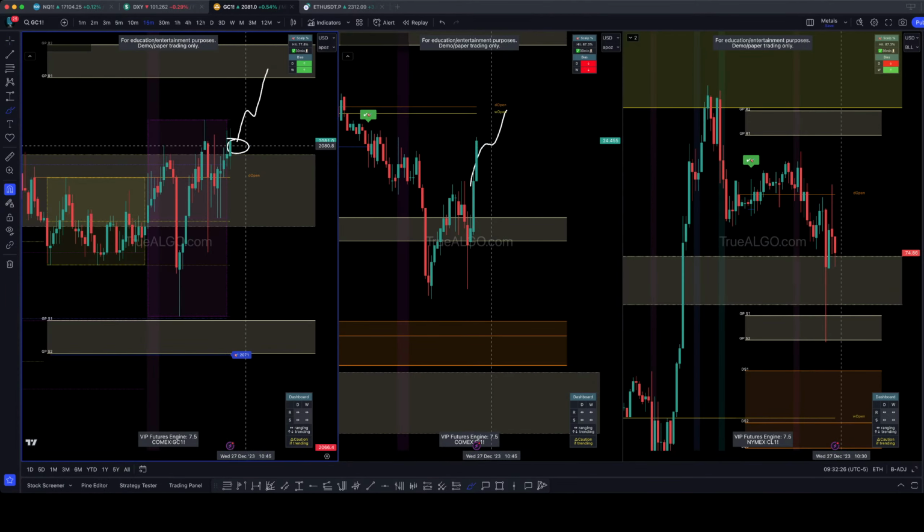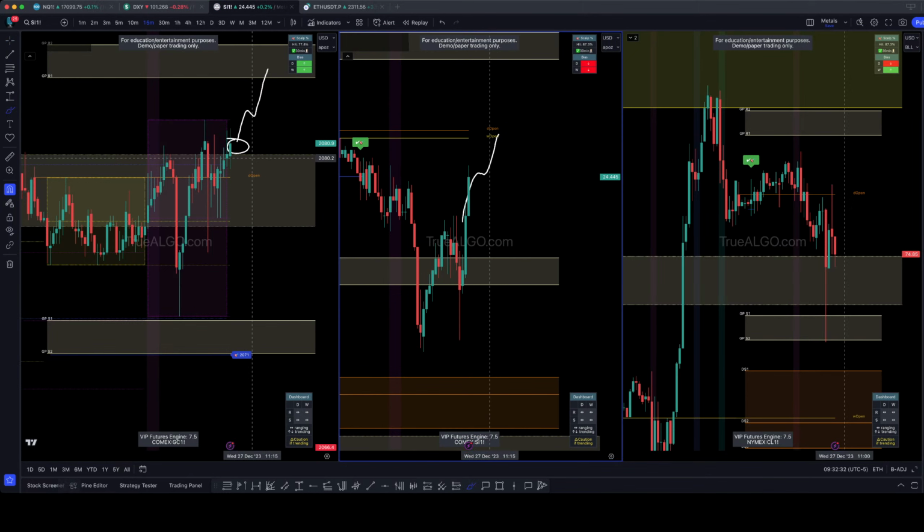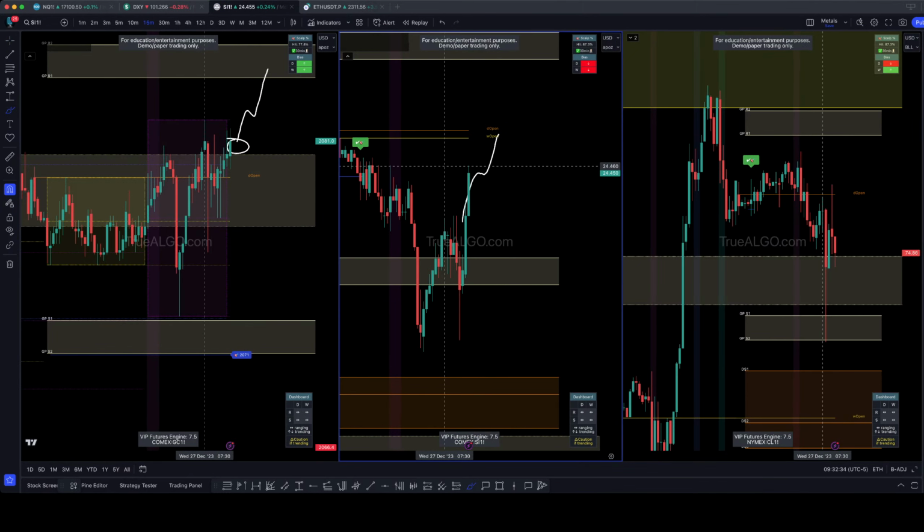Gold is above. Silver's already playing out, by the way. So if you're someone who wants to join a place where coaches can flip through the assets really quickly and help you, I think that's one of the things we do better than most people.